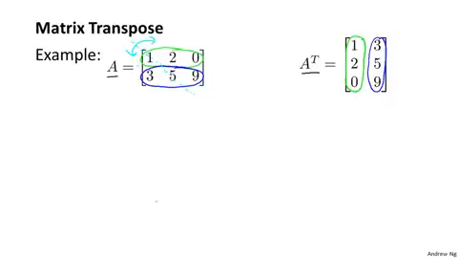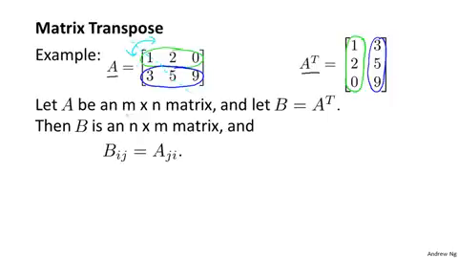Okay, so here's the more formal definition of a matrix transpose. Let's say A is an M by N matrix, and let B equal A transpose. Then B is going to be an N by M matrix, with the dimensions reversed. So here we had a 2 by 3 matrix, and so the transpose becomes a 3 by 2 matrix. And moreover, B_ij is equal to A_ji. So the ij element of matrix B is the ji element of the earlier matrix A.